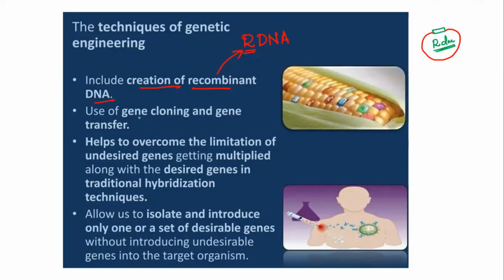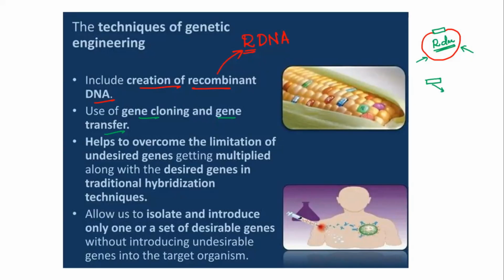Now, use of gene cloning and gene transfer. So this is another method where we use the technique of genetic engineering. That is, we use gene cloning and gene transfer. Gene cloning in the sense if we are having a particular kind of DNA, that is a gene, and we are transferring it to a host cell and we are making more copies of this particular DNA, that is known as gene cloning. And gene transfer is transferring of that particular DNA to another organism.